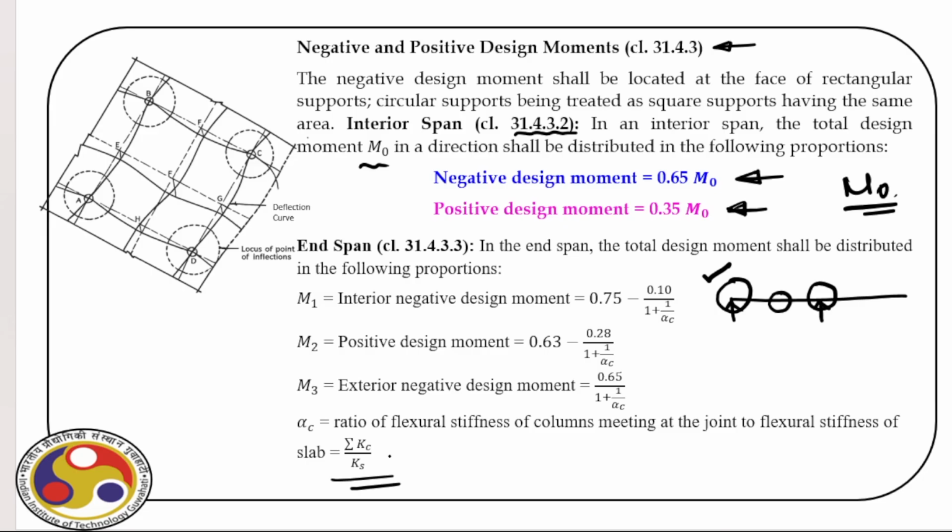So, we can easily find out alpha c, which is a non-dimensional number. The moment we find it out, we can find the proportions, which is here for M1, then for M2, and then finally for M3. So, once we evaluate these proportions, we can distribute this moment M0 accordingly to these three locations.